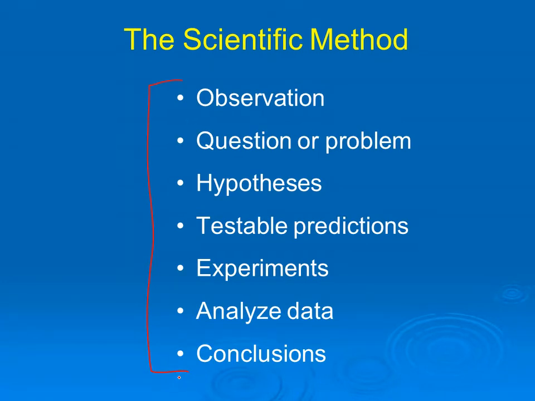Observation, just giving some initial observations of the question at hand, and then formulating some kind of question about the situation, creating a hypothesis. This is, everybody knows, an educated guess. It is educated, so you have to study the situation first, and use that information to formulate a hypothesis. Create a testable prediction. In other words, come up with a test. How are you going to test your hypothesis? Come up with a test, and then complete your experiment, look at your data, draw your conclusions.